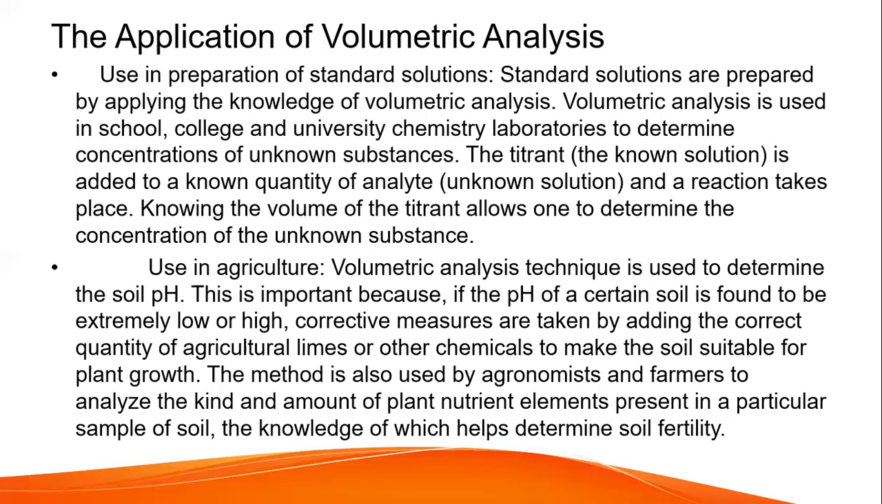The second application is in agriculture, whereby volumetric analysis is used to determine soil pH. This is important because the pH of a certain soil may be found to be extremely low or high. Corrective measures are taken by adding the correct quantity of agricultural lime or other chemicals to make the soil suitable for plant growth. The method is also used by agronomists and farmers to analyze the kind and amount of plant nutrient elements present in a particular soil sample, the knowledge of which helps to determine soil fertility.